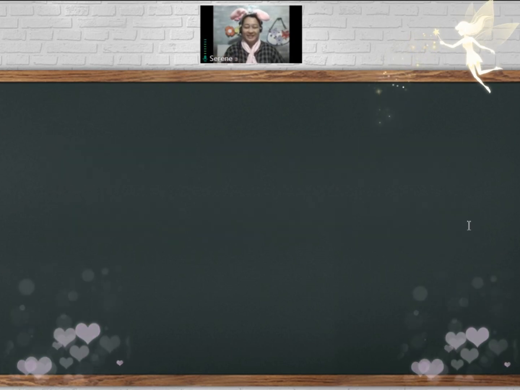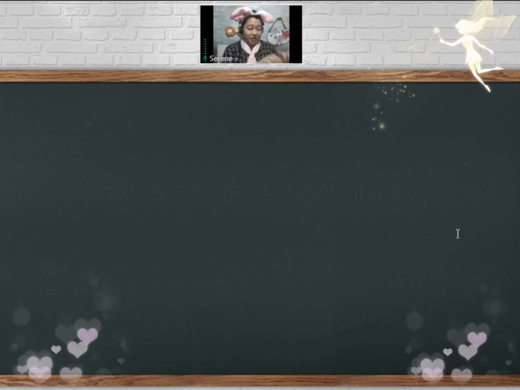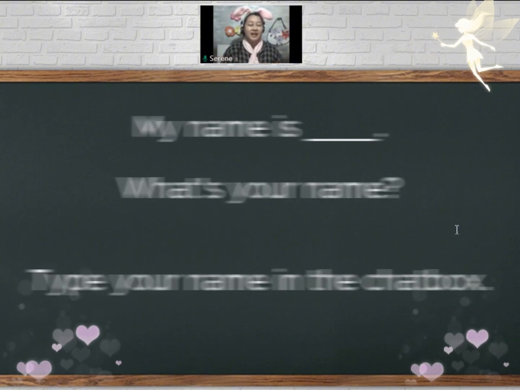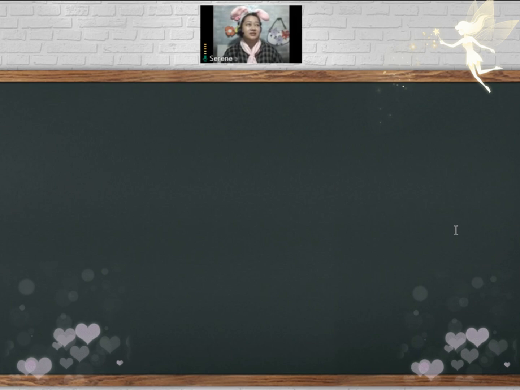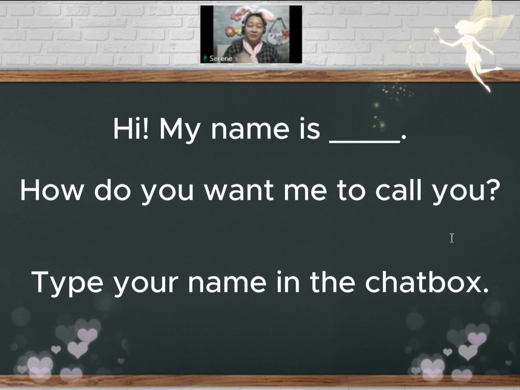you can say, oh, that's nice. My name is Serene. What's your name? And don't forget to type your name in the chat box. So my name is Serene, type it in the chat box. So what's your name? And the student will say, my name is so-and-so. Or you can also ask, how do you want me to call you? Like, hi, my name is Serene. How do you want me to call you?